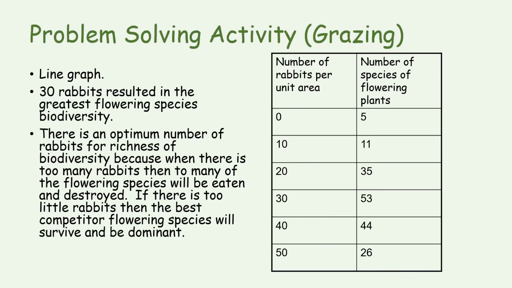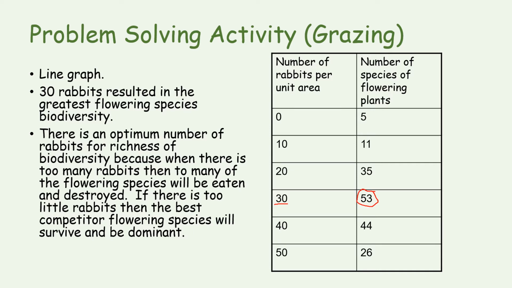So to get the next answer, we have to look at which number is highest for the number of species of flowering plants. So we know that this is 53. So when does this highest number occur? It's when the rabbits are at 30. So the answer would be 30 rabbits. So 30 rabbits are the optimum number of rabbits that result in the greatest flowering species biodiversity.